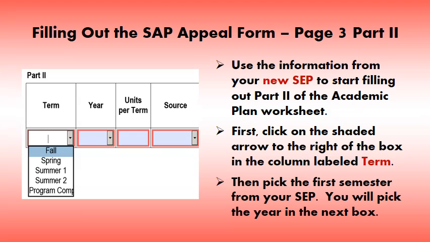Filling out the SAP Appeal Form, page 3, Part 2. Use the information from your new SEP to start filling out Part 2 of the Academic Plan worksheet. First, click on the shaded arrow to the right of the box in the column labeled Term. Then pick the first semester from your SEP. You will pick the year in the next box. A screenshot of the term drop-down list in Part 2 is shown.